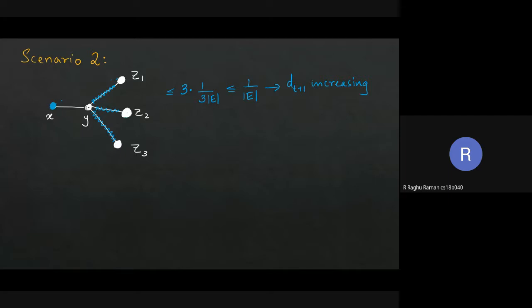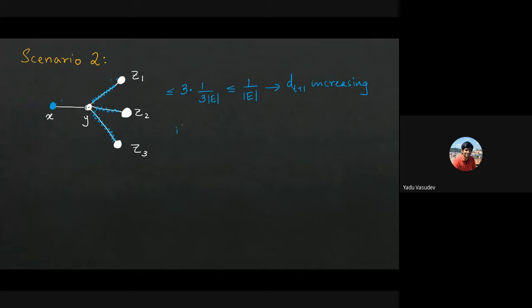You can choose xy and remove both. That will decrease the value of dt. Anything else? You can choose xy, add y, and remove x. Yeah, that also will work. You can also choose xy and remove y and add x. Basically, if you choose the edge xy, no matter what you do, you will end up decreasing the value of dt plus 1, right?